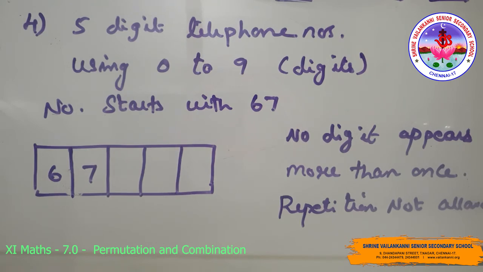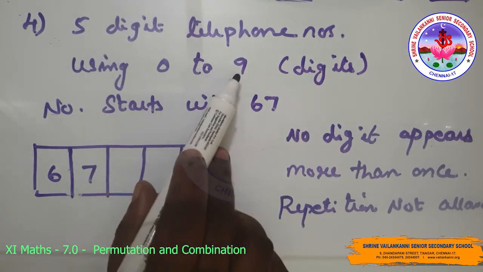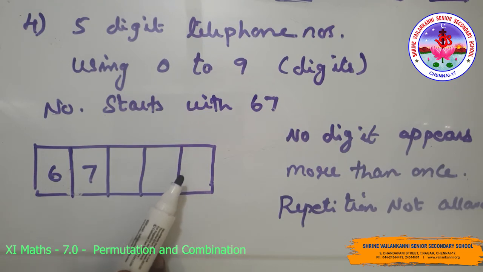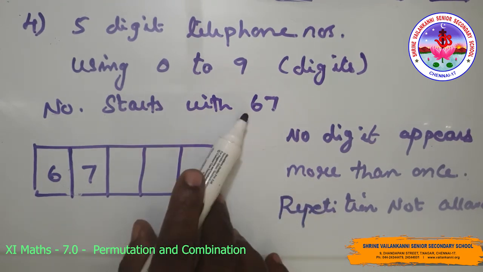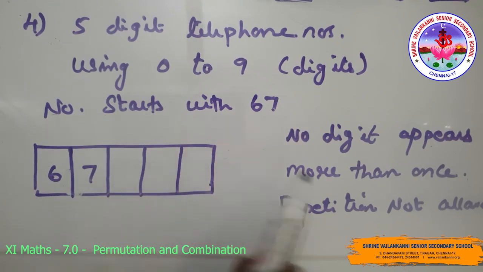Fourth question. How many 5-digit telephone numbers can be constructed using the digits 0 to 9 if each number starts with 67 and no digit appears more than once? So we have to construct 5-digit telephone numbers. It starts with 67. We can construct using the digits 0 to 9. If each number starts with 67, no digit appears more than once. That is, repetition is not allowed. Once 6 and 7 are used, they should not be repeated.